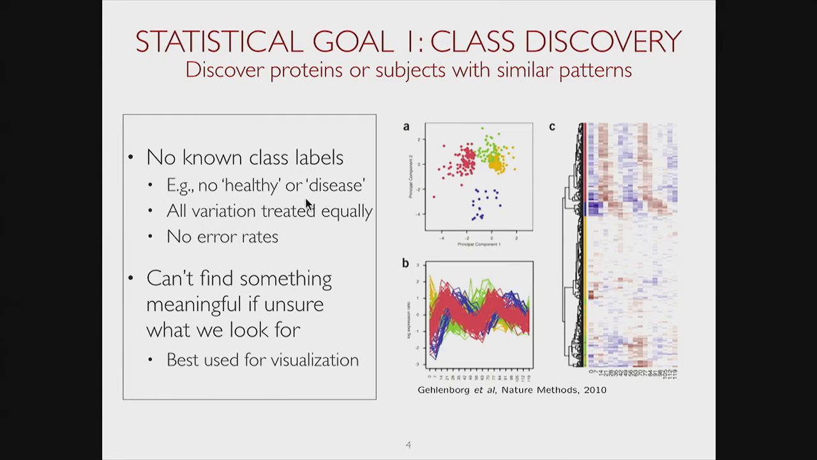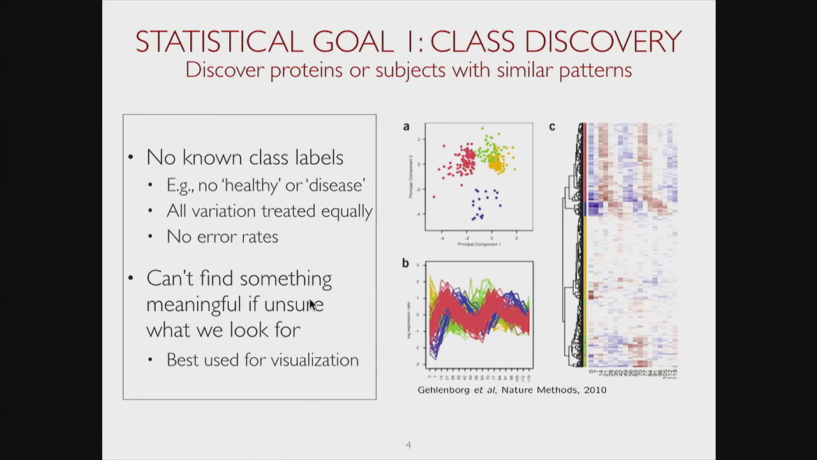So the point here is that we do not know what we're looking for. We have no class labels given in advance, for example, no definitions of the groups. All the variation is treated equally. We just want to look for patterns which are consistent across proteins or across subjects. And so we are looking for something, we don't know what.